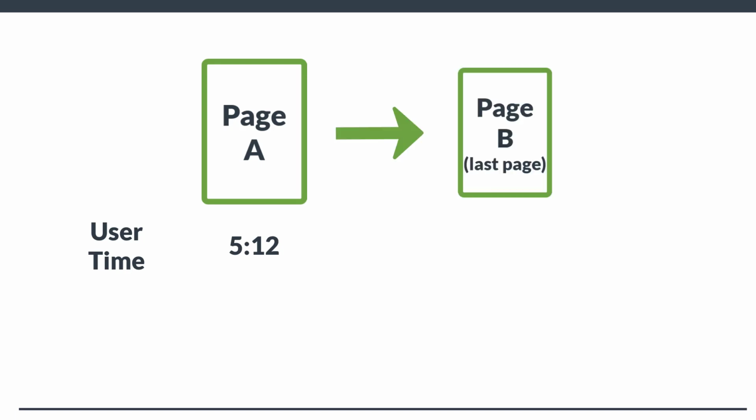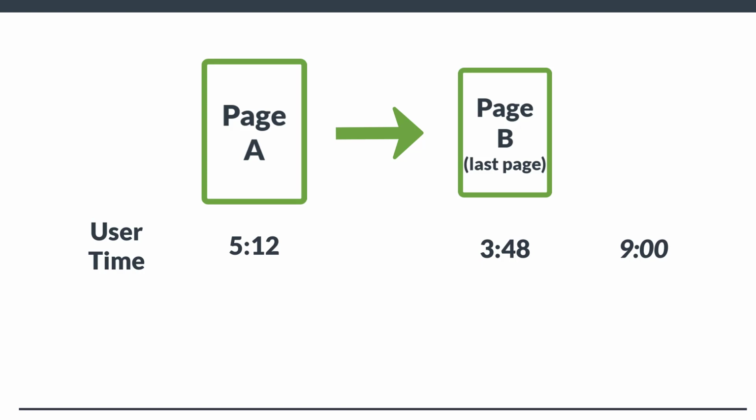They then click over to page B, which is the last page they're going to look at on your website during this session. So it's a 2-page session. Now, on page B, this person spends 3 minutes and 48 seconds. So in total, before leaving, this person spent 9 minutes on your website. They were really engaged. They were obviously spending a lot of time on both these pages.